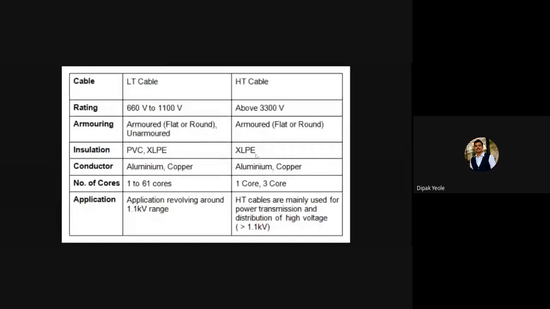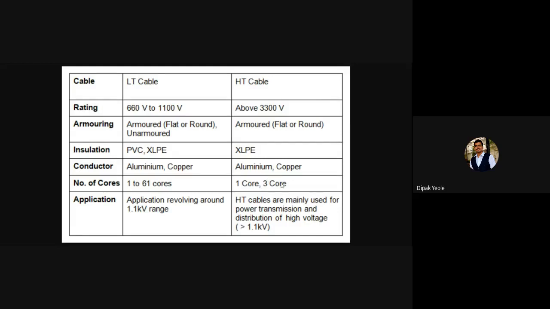So our topic of interest is this: LT uses either PVC or XLPE, but for HT we are preferring only XLPE insulation. And what is XLPE? Cross-linked polyethylene. The conductors are aluminum or copper, no doubt, the same for LT and HT. But the point of interest is that 1 to 61 cores are used for LT cables, and for the HT cable we are using only 1 core or 3 core. So that is a high voltage rating. We are interested in these 3 core.